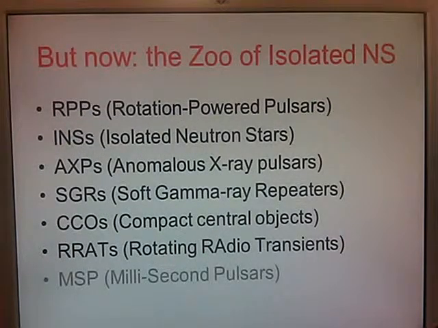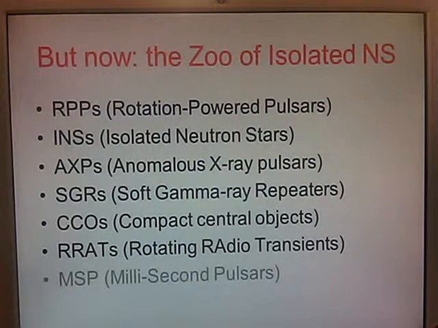And so here's a list of some of these things, and this is what happens when thinking about a neutron star that is technically isolated, so it's just evolving by itself. What you can get is the normal things that we've been talking about, the rotation-powered pulsars. But then there's a special class of the isolated neutron stars that we actually call isolated neutron stars. We'll talk about what those are. They are actually the least exciting of the group.